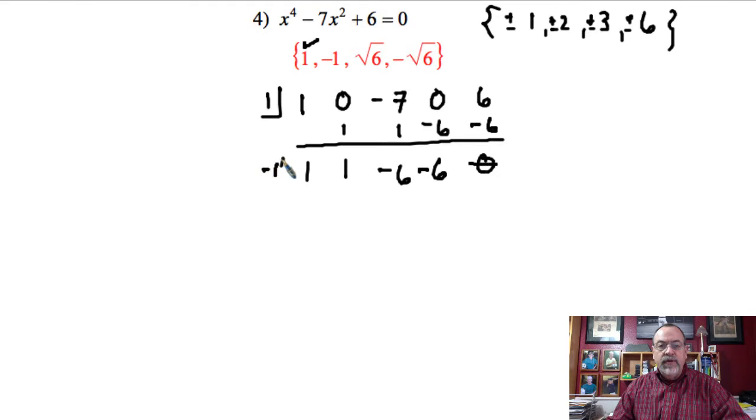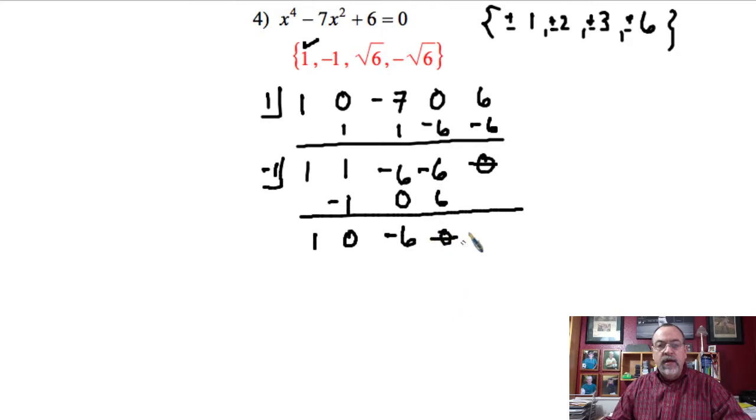I'm going to divide by the next zero. So I multiply and add, multiply and add, multiply and add. Again, I have a remainder of 0, and when I put the variables back in, this was x to the fourth, so this one is going to be x cubed, so this one is going to be x squared plus 0x minus 6. Now I have the quadratic, which I can use to determine the final zeros.